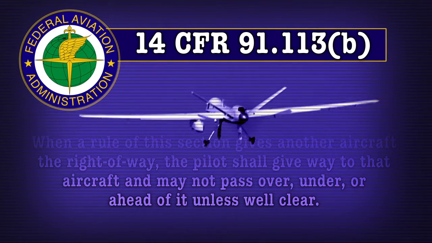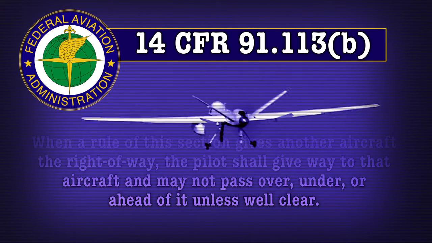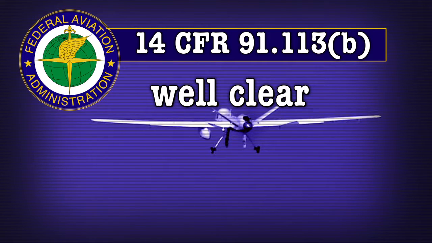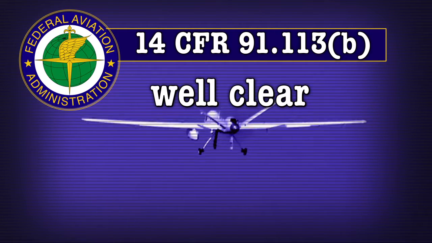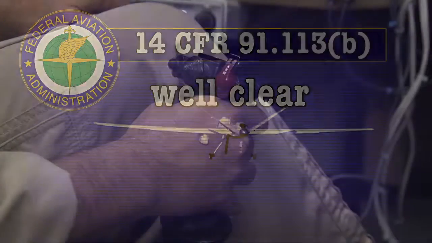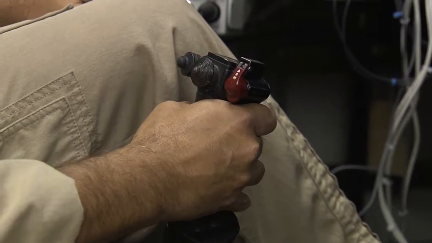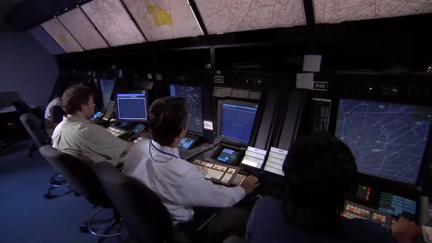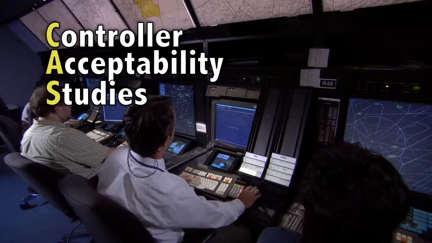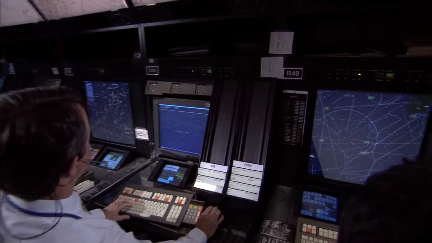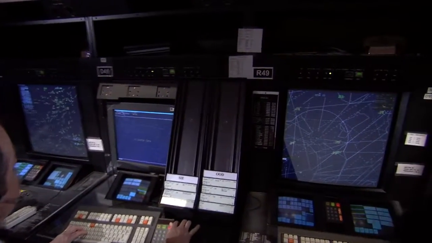A key research issue for Detect and Avoid is to quantify the well-clear separation distance between aircraft. This distance has no precise regulatory definition, yet it is essential to compute the guidance used by UAS pilots for avoidance maneuvers. The controller acceptability studies are aimed at establishing separation distances that meet air traffic controllers' expectations for well clear.